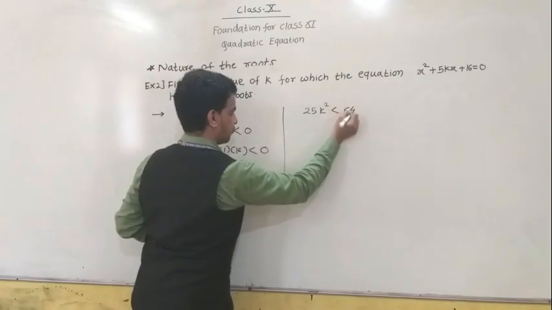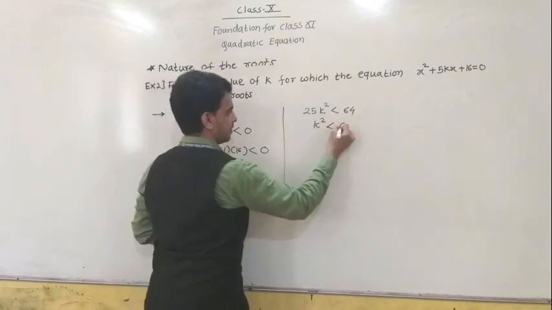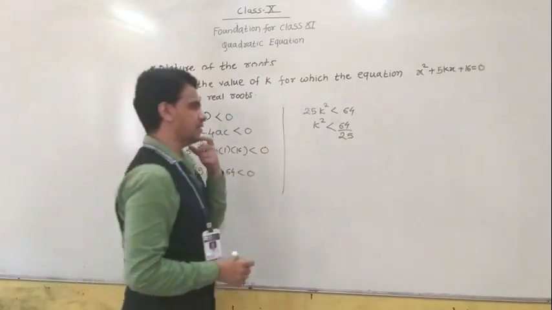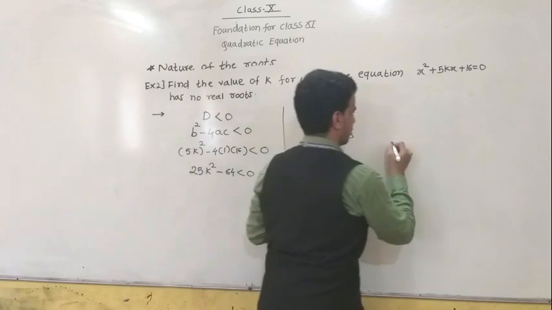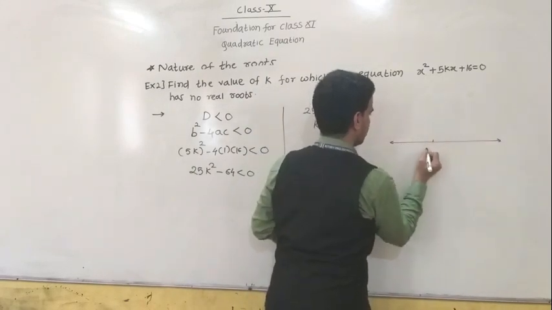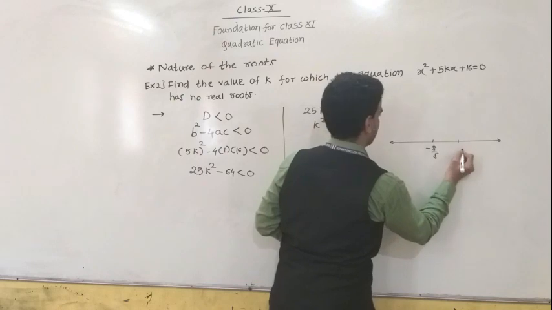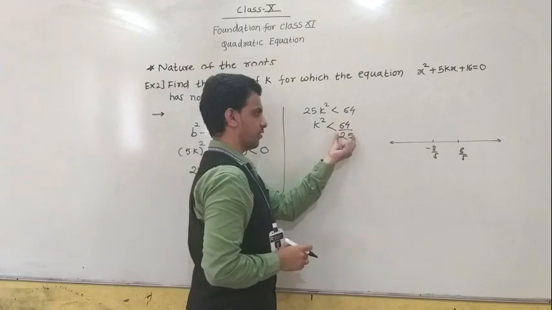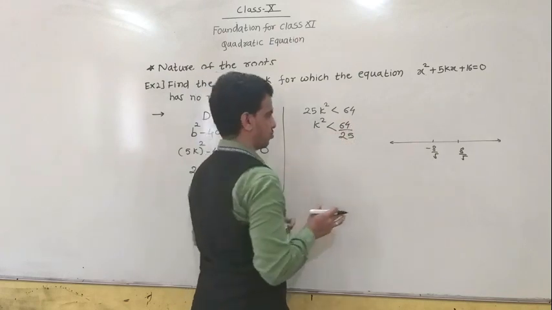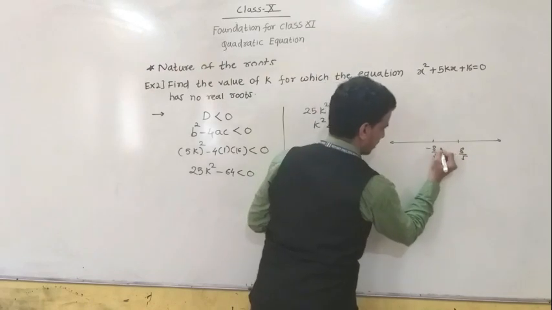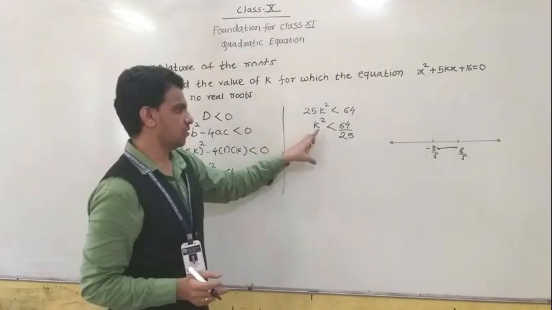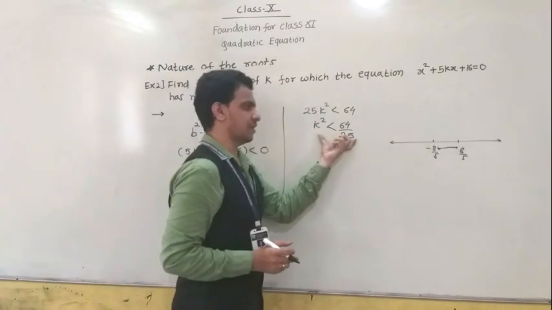So 25k square less than 64. So k square less than 64 by 25. Okay. So this inequality is satisfied by values which are in between minus 8 by 5 and plus 8 by 5. If you find the square root of 64 by 25, we will get plus minus 8 by 5.